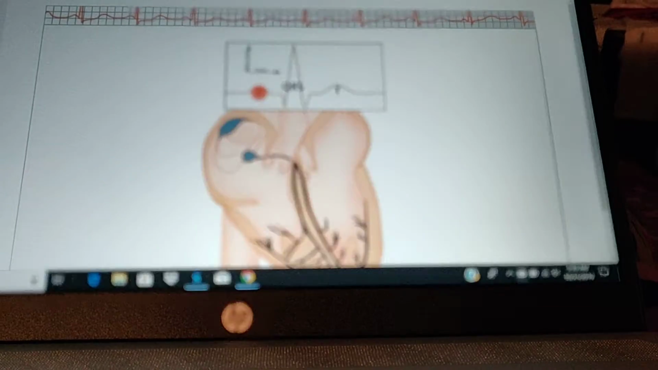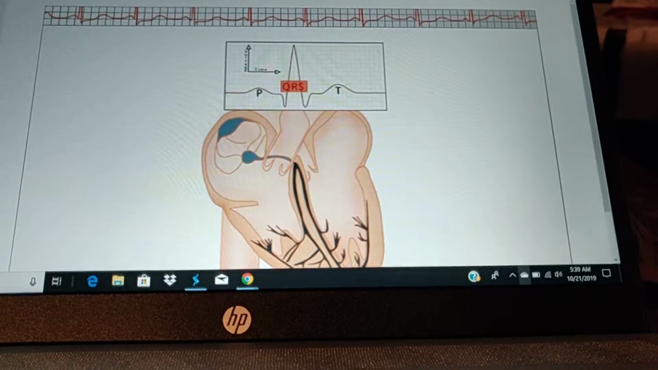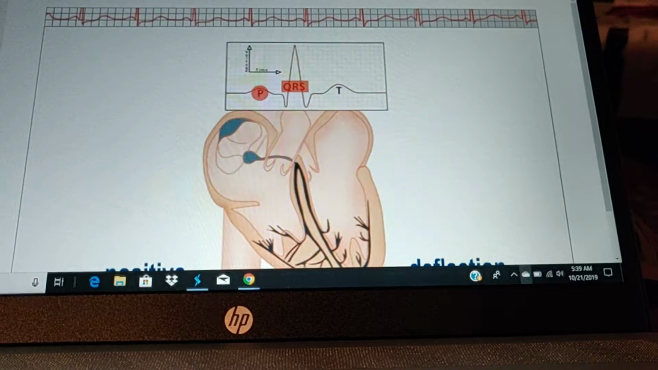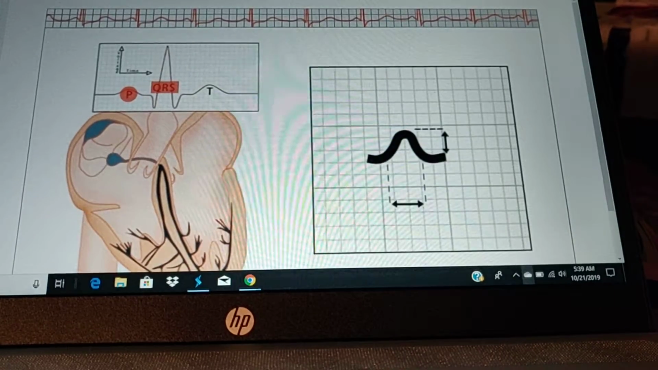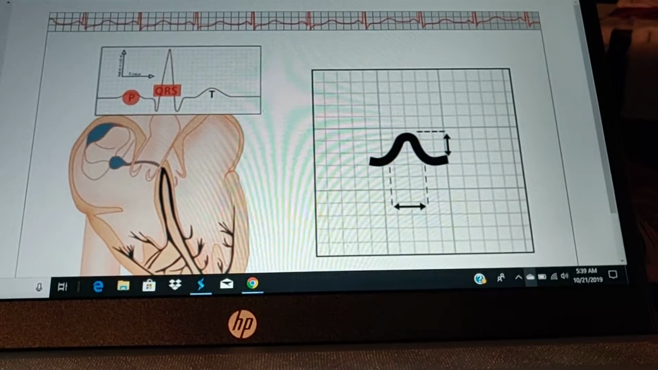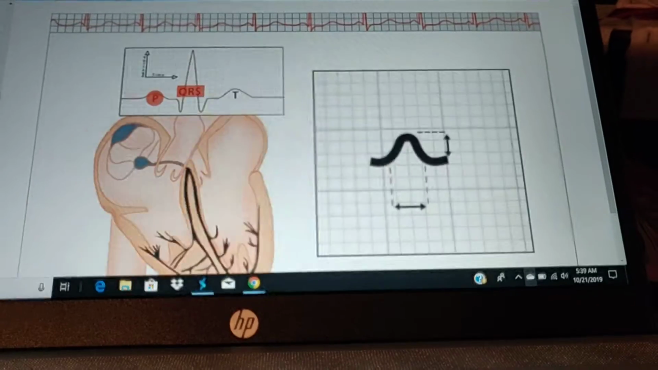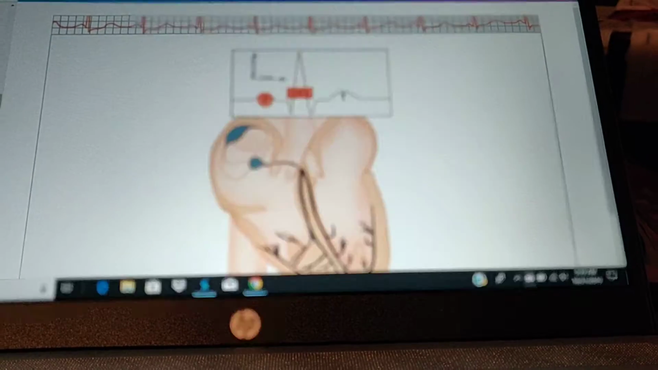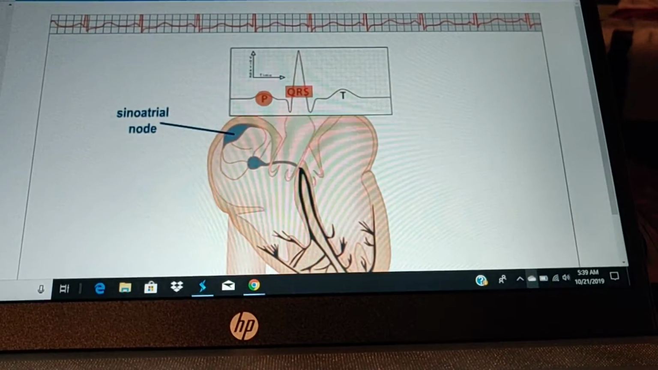The normal P wave precedes the QRS complex and is usually rounded and upright, a positive deflection. Its height is about 2 to 3 millimeters, and its duration is 0.06 to 0.12 seconds. These characteristics indicate that the electrical impulse originated in the sinoatrial node.